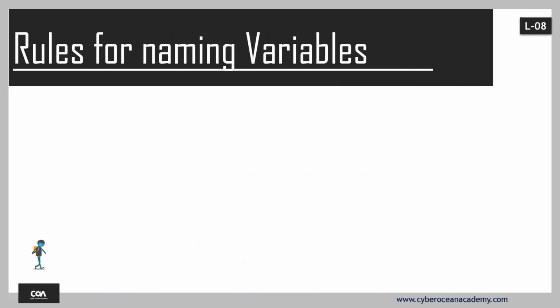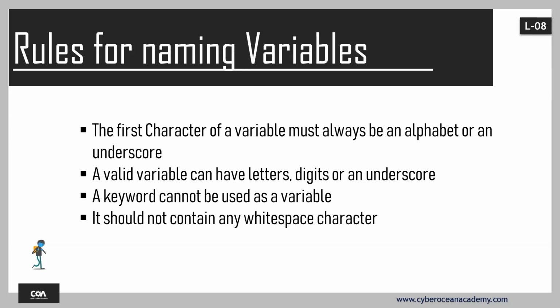Since a variable is an identifier, the rules for naming a variable remain the same as discussed. The first character of a variable must always be an alphabet or an underscore. Any other symbol other than these two cannot be used as the first character of the name of a variable. Also, a valid variable can have letters, digits, or an underscore. So the name only contains letters, digits, or underscores. Also, digits cannot be used as the first character of a variable.